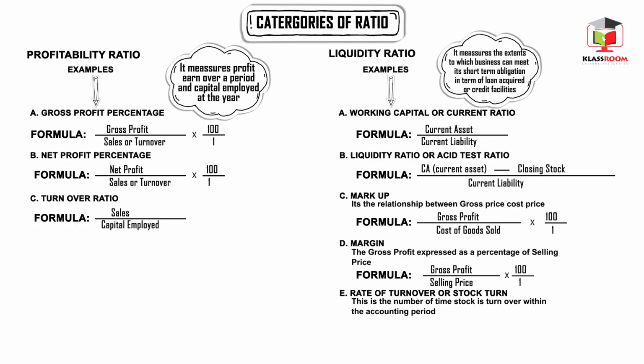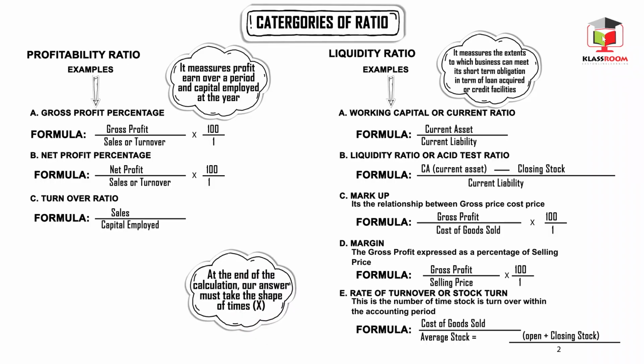What do I mean by turned over within the accounting period? That is, it exchanges into what liquid form, in form of what? Cash. To obtain our rate of stock turn, we have the following formula: cost of goods sold or cost price, divided by the average stock. To obtain our average stock, we simply add the opening stock plus the closing stock and divide by 2. That will give us the value of our average stock.